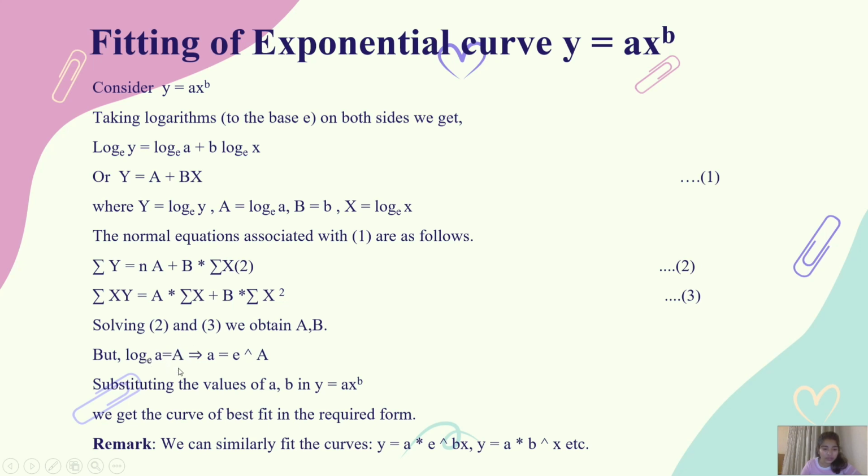Then we'll have the value of capital A. From that we'll calculate the value of small a. Then finally we'll substitute the value of small a in the exponential curve. We get the curve of best fit in the required form. Remark: we can similarly fit the curves y equals a into e power bx and y equals a into b power x, etc.